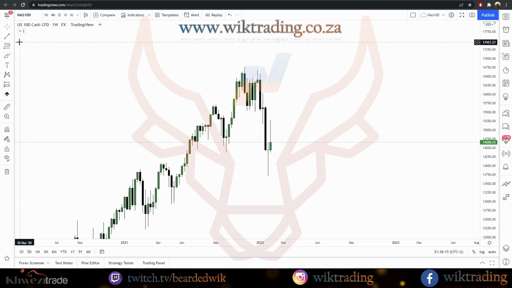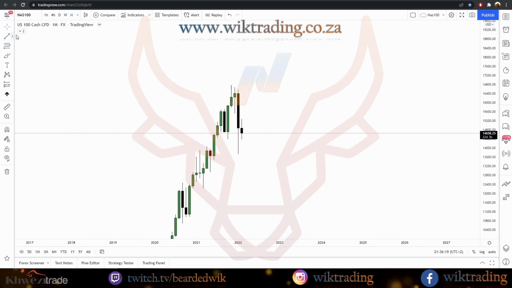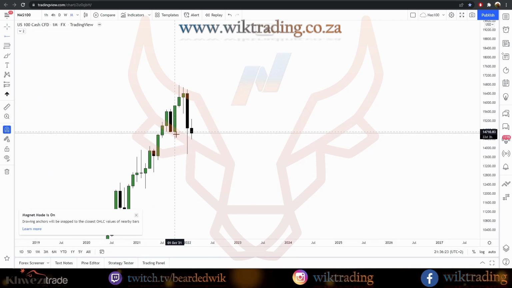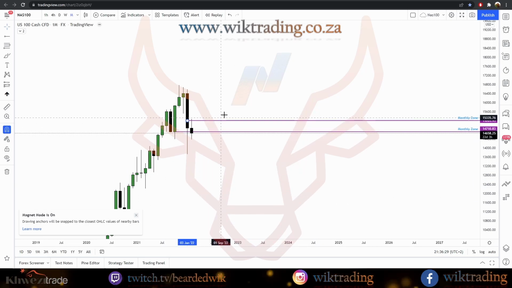Let's have a look at what the market holds for us this week. Going on the monthly time frame, let's just mark off our important zones. First of all, we've got the monthly zone. We've got this one here. Use the monthly template quickly. There we go. First monthly zone.